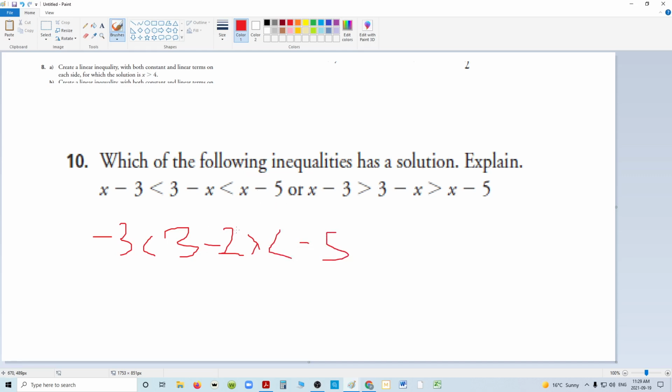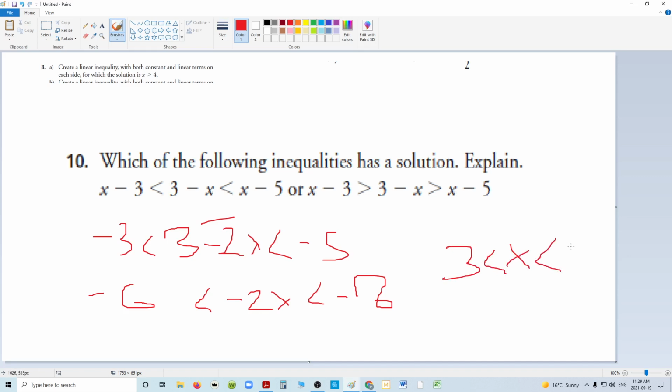So 3 minus 2x. I've got to get rid of the 3, so I subtract 3 from every number. I get minus 6 is smaller than minus 2x is smaller than minus 11. Fair enough so far? Oh, sorry, minus 8 over here. So now I have to divide by minus 2. So I get 3 is smaller than x is smaller than, what's minus 8 divided by minus 2? 4. Now I also have to change all the signs. 3 is bigger than x is bigger than 4.